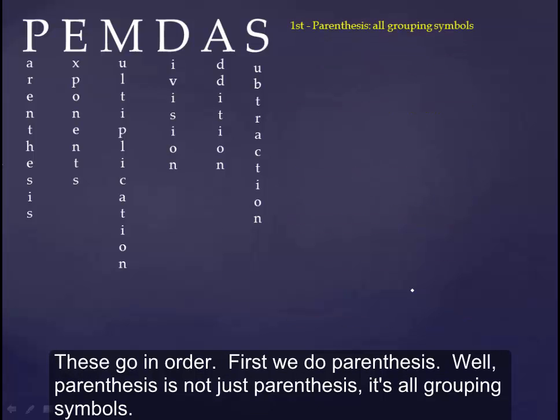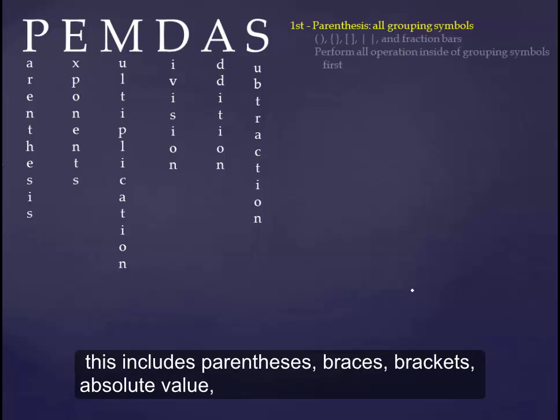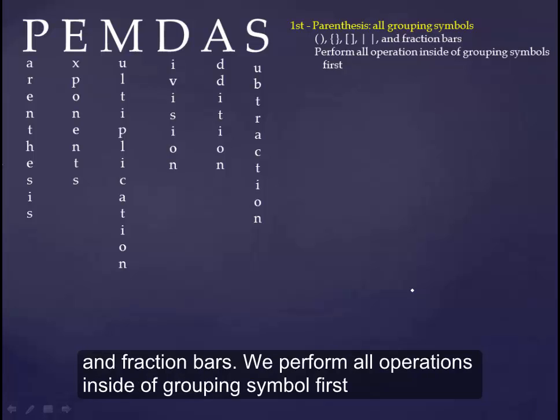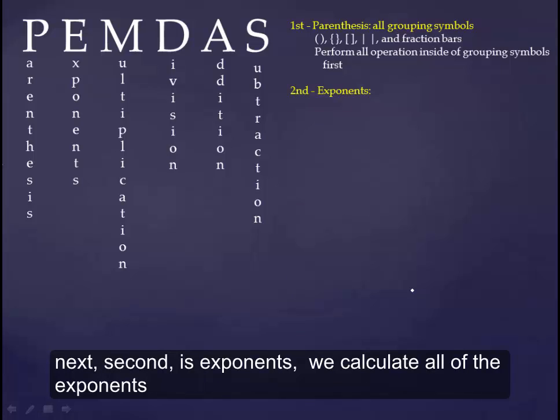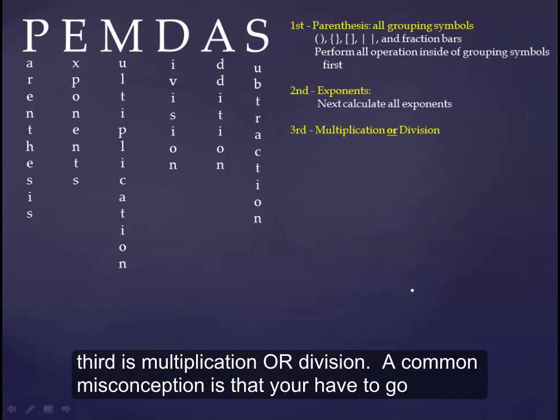First, we do parentheses. Well, parentheses is not just parentheses, it's all grouping symbols. This includes parentheses, braces, brackets, absolute value, and fraction bars. We perform all operations inside of grouping symbols first. Next, second is exponents. We calculate all of the exponents. Third is multiplication or division.